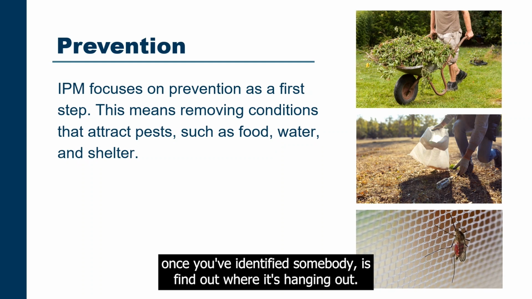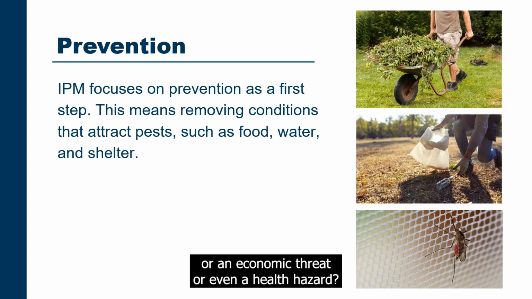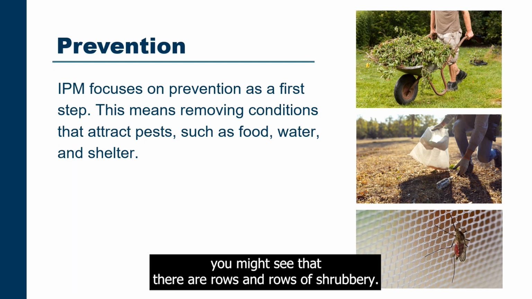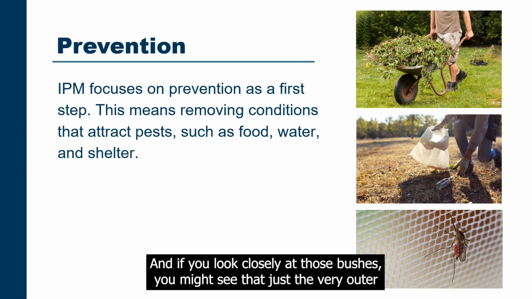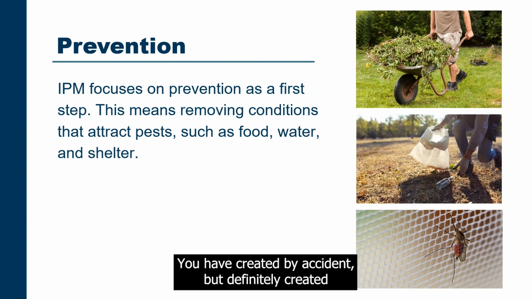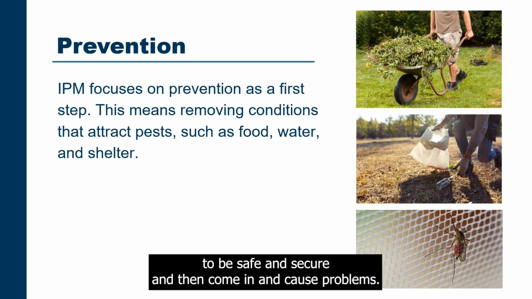The first thing to know once you've identified somebody is find out where it's hanging out. What conditions favor this guy becoming a nuisance or an economic threat or even a health hazard? For example, when you go outside of the building, you might see that there are rows and rows of shrubbery. And if you look closely at those bushes, you might see that just the very outer edge is green and the vast interior is nothing but dead branches. You have created by accident, but definitely created the ideal nesting spot and hiding spot for a huge number of rodents to be safe and secure, and then come in and cause problems.